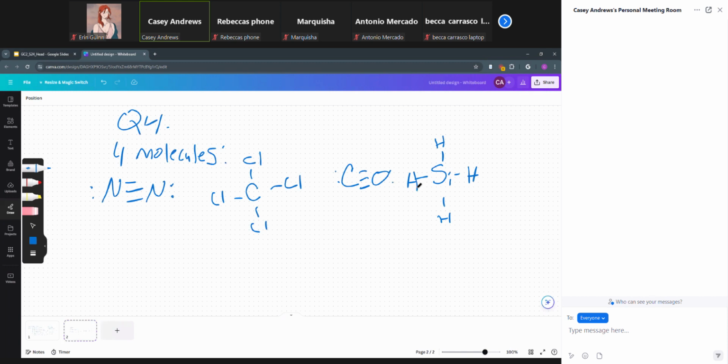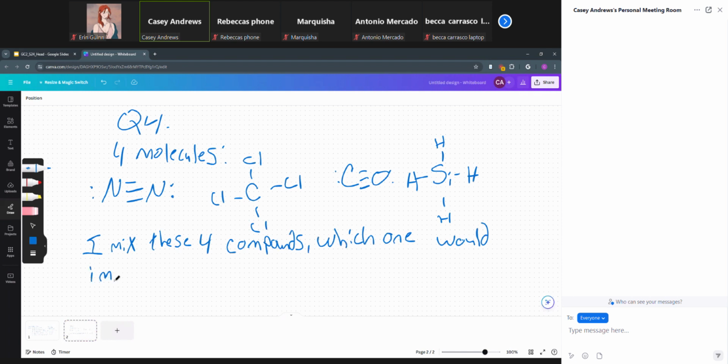The question is, I mix these 4 compounds together. Which one would be immiscible with the others? Would it be A, B, C, or D?